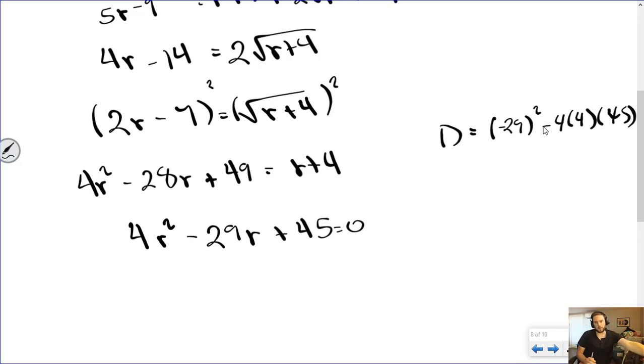Right, so we'll just check the discriminant quick just to see what that gives us. If we take negative 29 squared and we subtract 4 times 4 times 45, the discriminant is 121. And what that'll tell us is if our discriminant is a perfect square, which it is, 121 is 11 times 11, this thing will be factorable, right? So at this point, we could use our quadratic formula or we could factor it. Either way, we need to figure out what r is going to be.